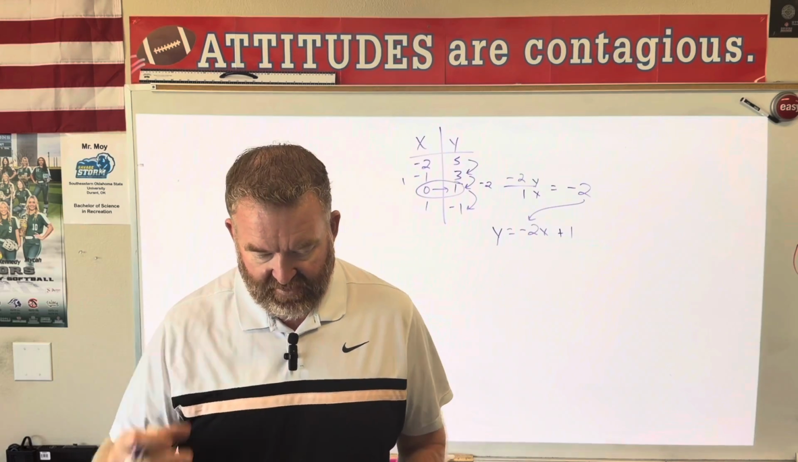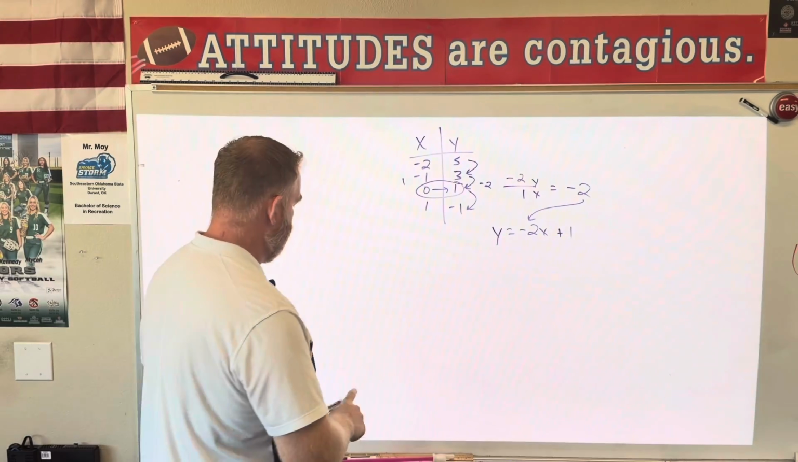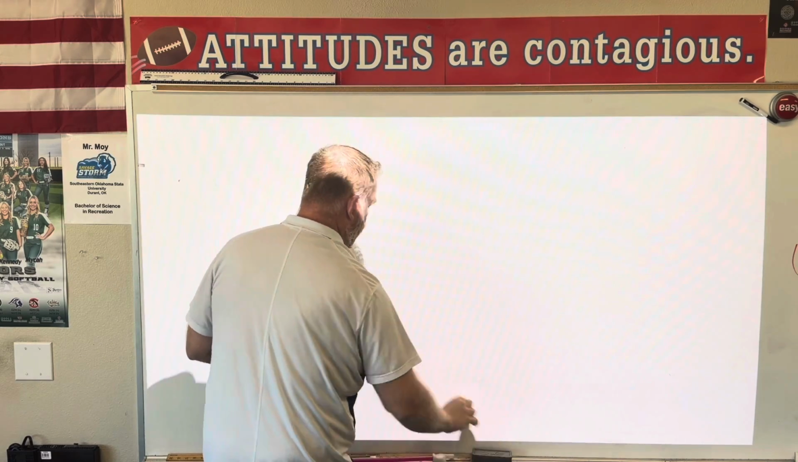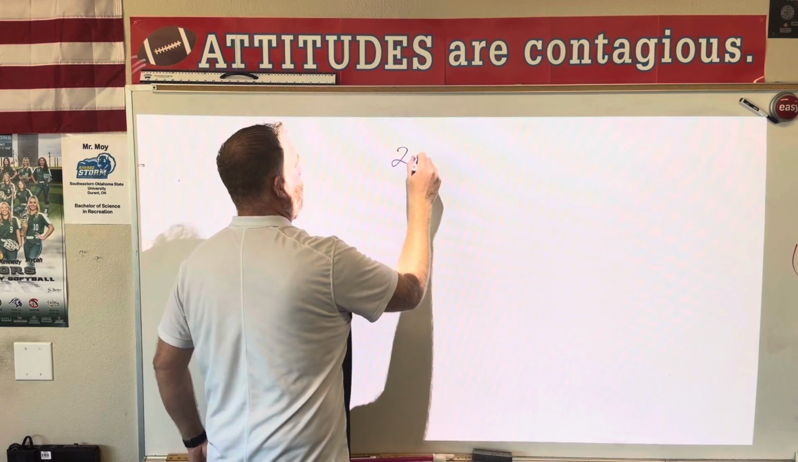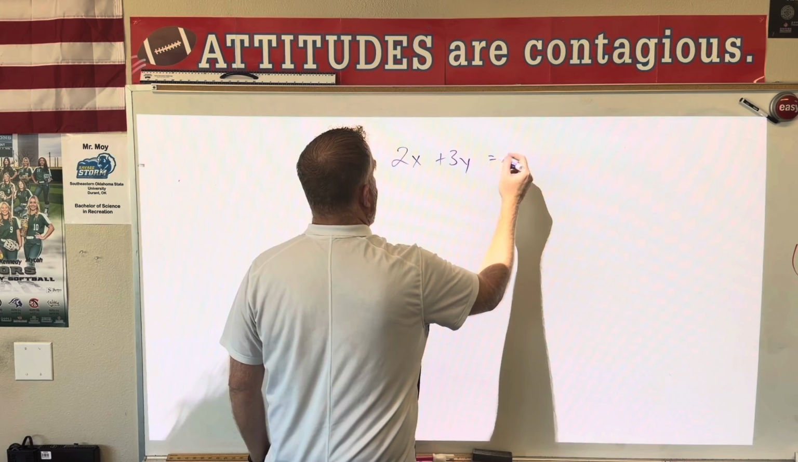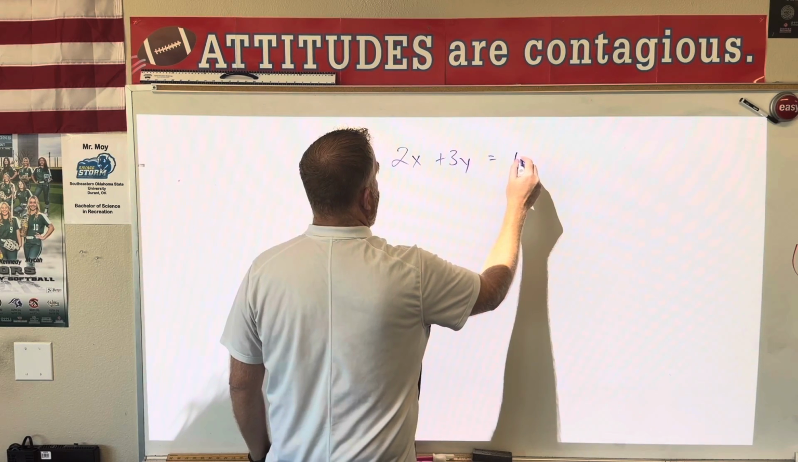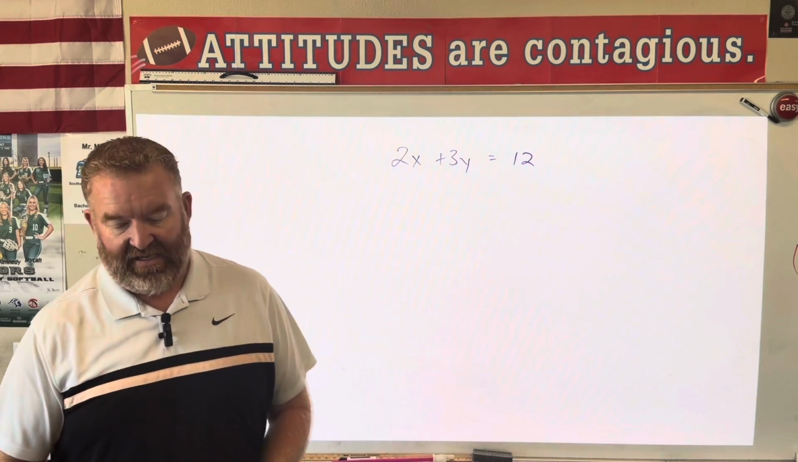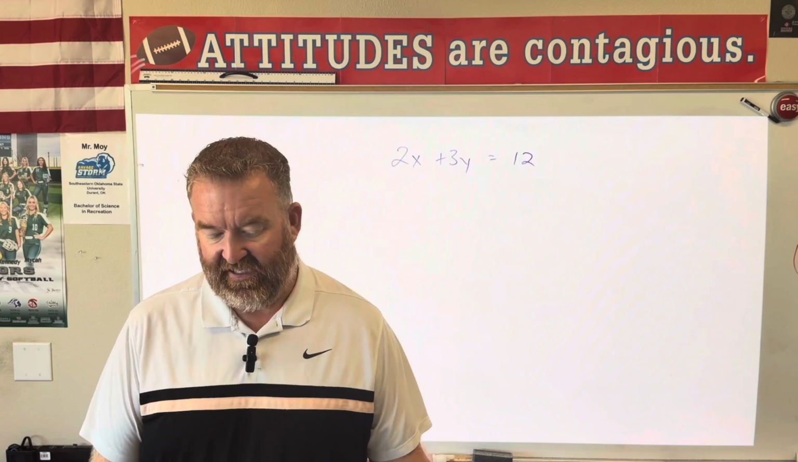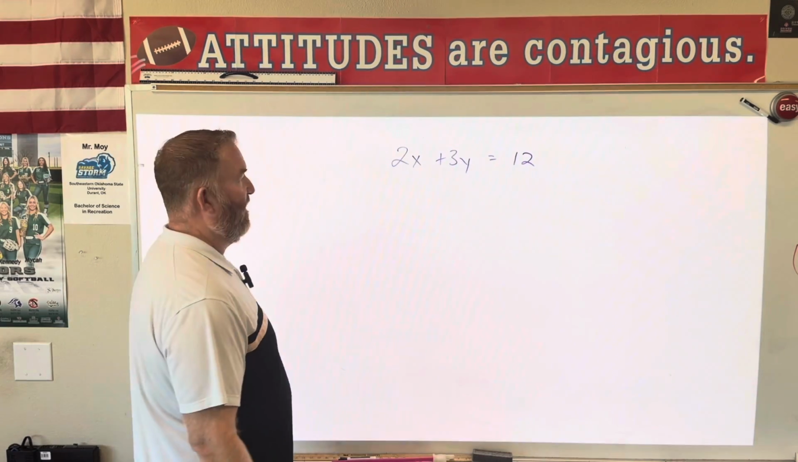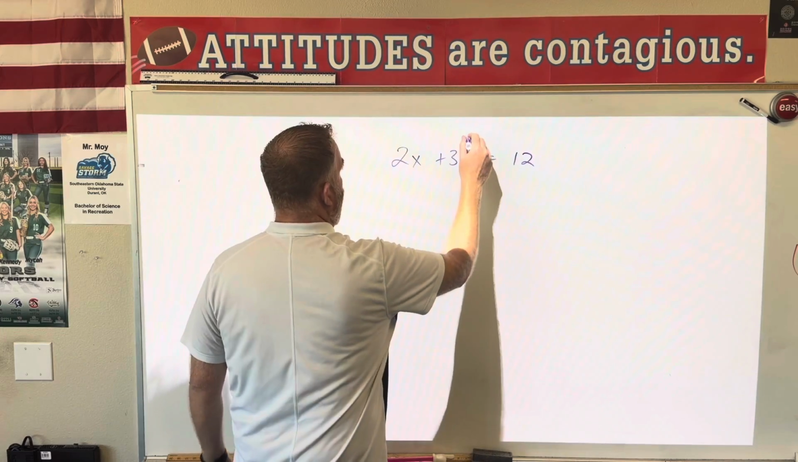Okay, number 2, you're going to have one in standard form, which is what we just went over. So let's say you have 2x plus 3y equals, let me see, 12. Okay, let's just do 12. And let's just say that it says we want you to find the y-intercept. Okay, let's find the y-intercept. So this is what I'm looking for.